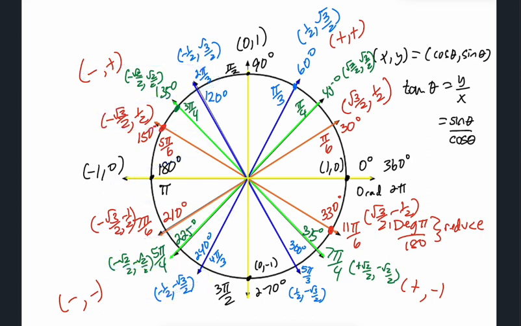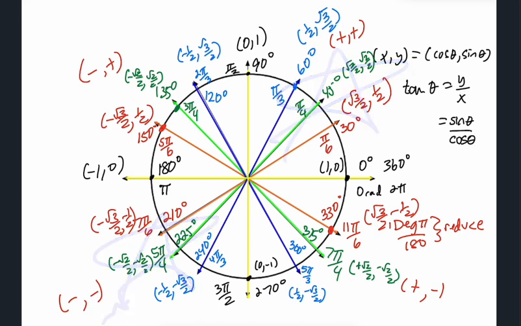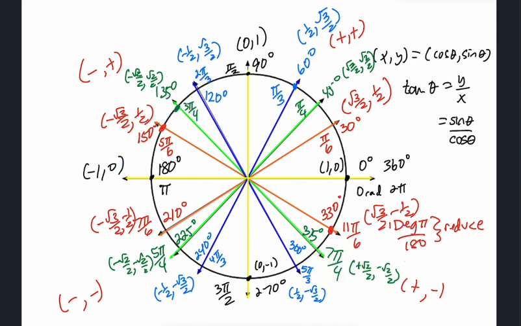Now, tangent is the sine over the cosine, or the y over the x. Since they're both positive, the tangent will be positive here, and two negatives make a positive, so it will be positive here. So the tangents are positive there and there. The tangents are negative here and here because one of the x's is positive and one of the y's is negative, or vice versa.